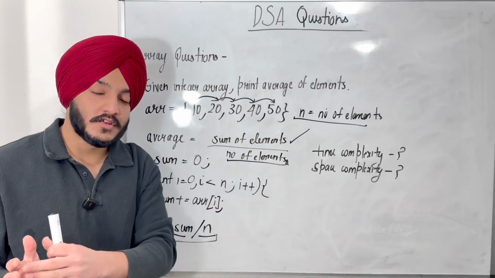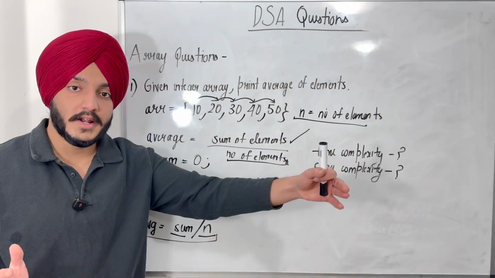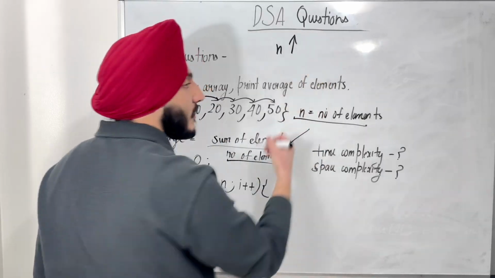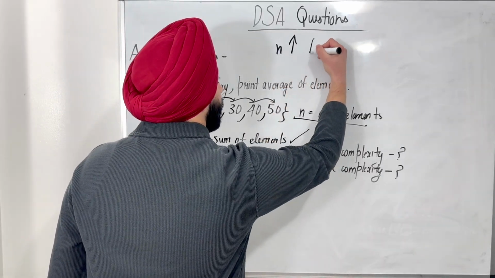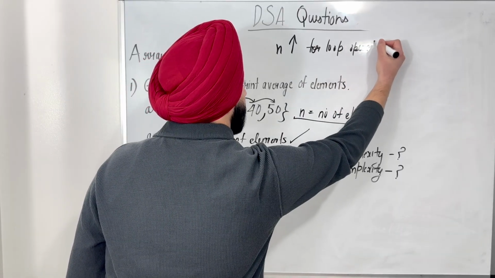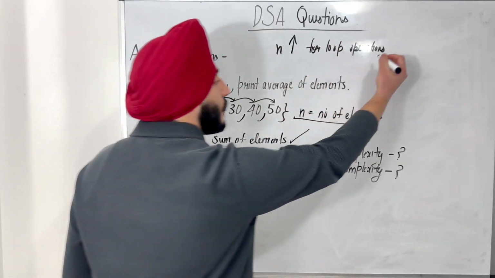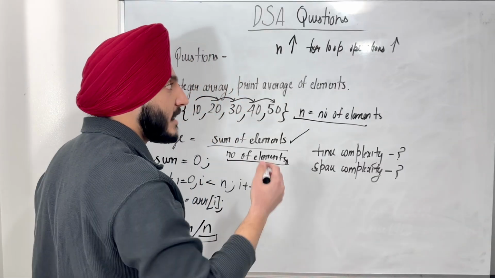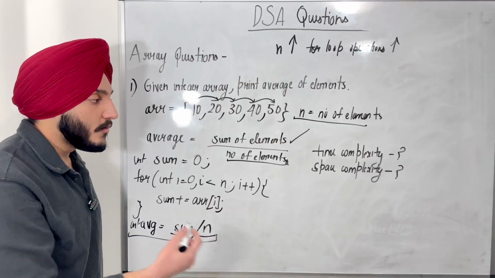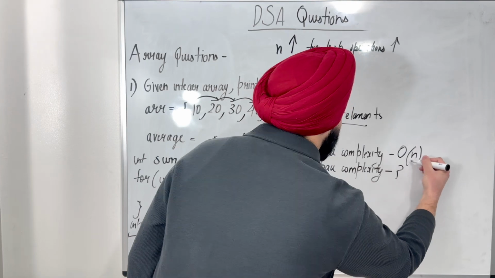In that case, you would have to sum all those 10 elements. If it's an array of size 20, then you would have to go through all those 20 elements. Point is, as n increases, the operations inside the for loop would also increase, right? And it's increasing proportionally. So think about this. In this case, the time complexity would simply be order of n, right?